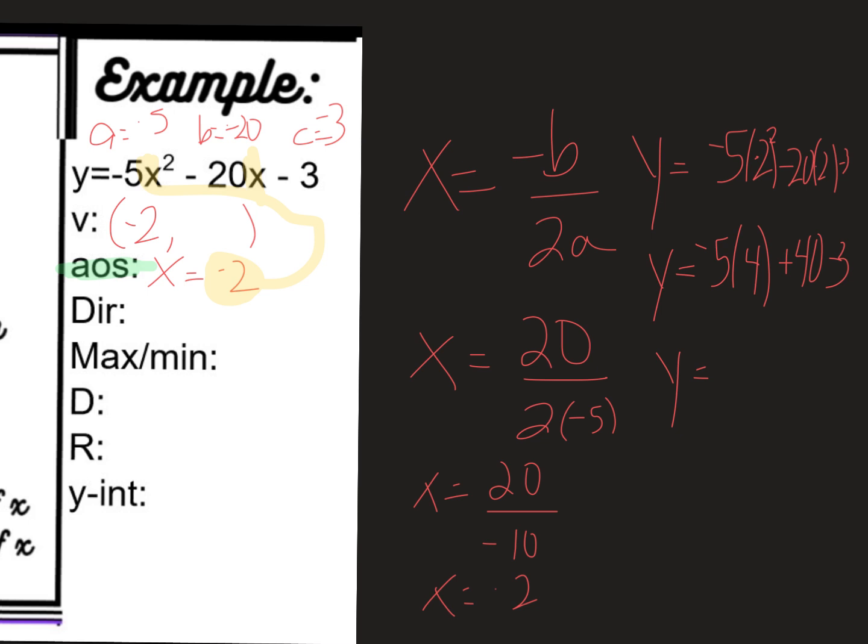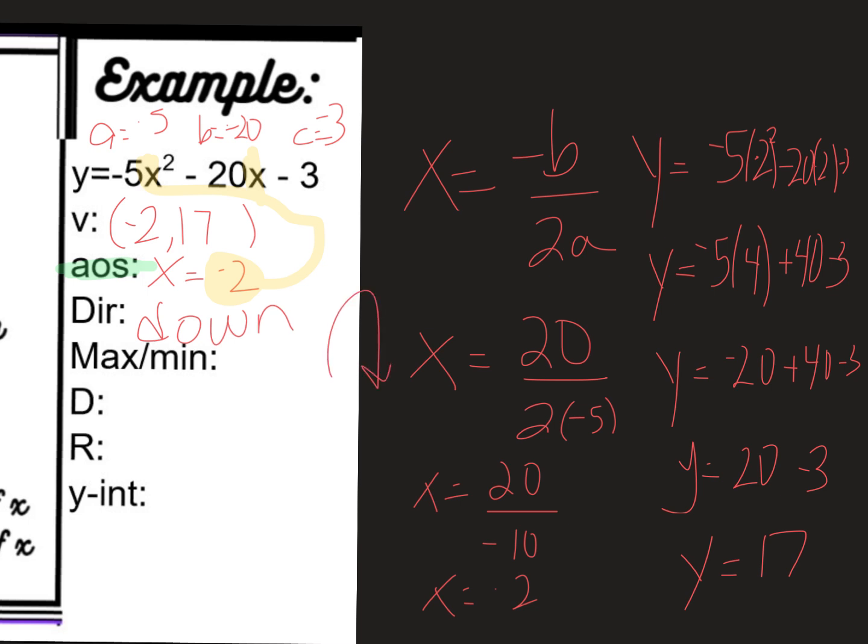Then I'm going to multiply. That would be negative 20 plus 40 minus 3. And I'll add and subtract in order from left to right. So negative 20 plus 40 is 20, and 20 minus 3 is 17. So the vertex is negative 2, positive 17. Now the direction it opens is just like it was when we were doing vertex form. Your A value tells you your direction. A is negative, so that means that the direction is down.